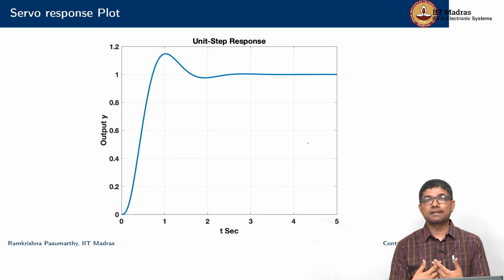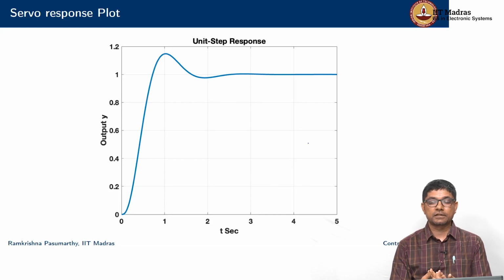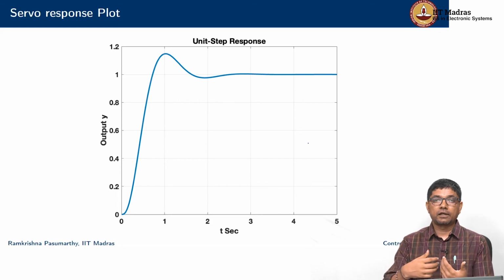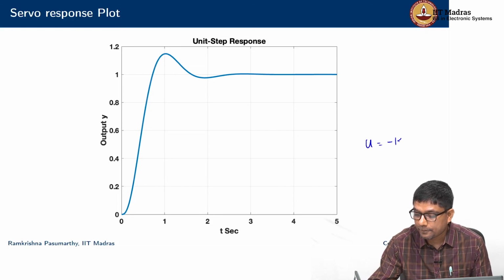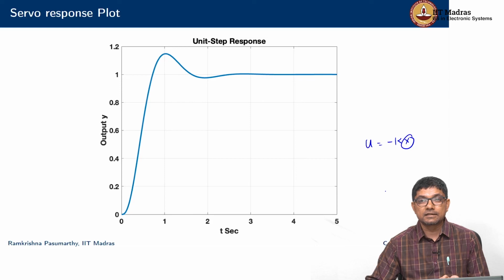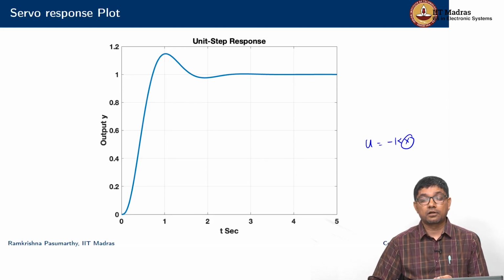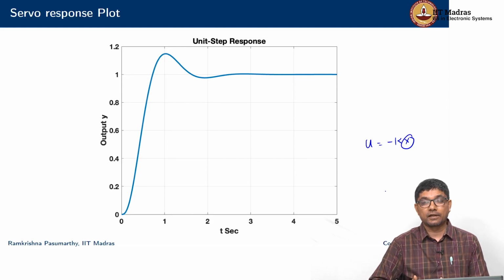Next time we will ask ourselves a few more what-if questions. When I say u equal to minus kx, I assume that x is given to me. It may not always be the case. What happens in the case when x is not always measured or given to me? We will see that in the upcoming lectures.